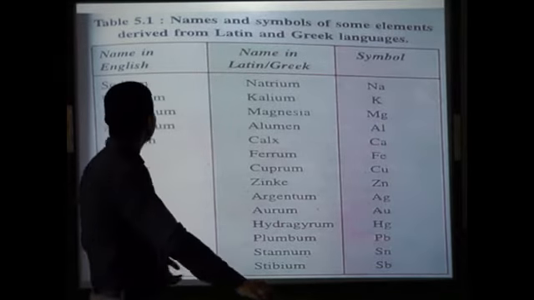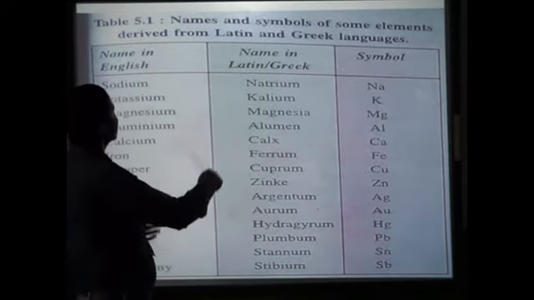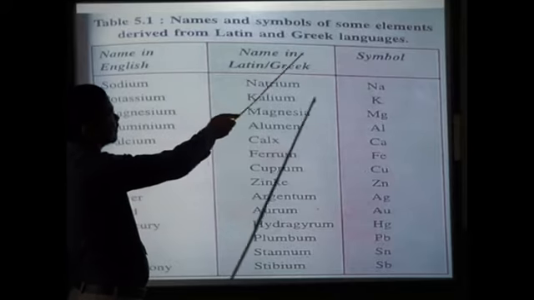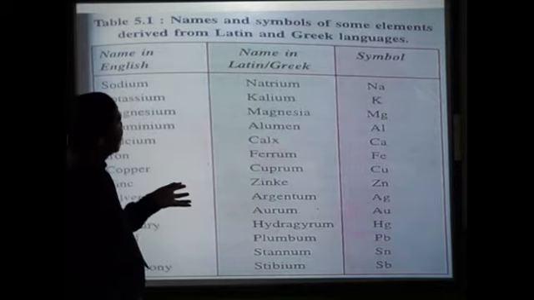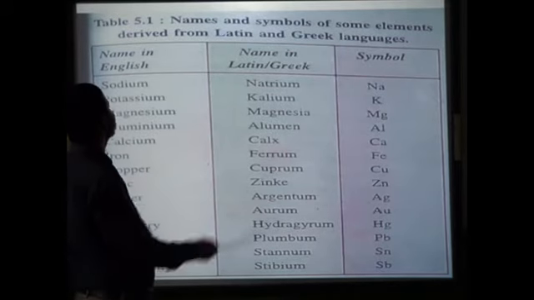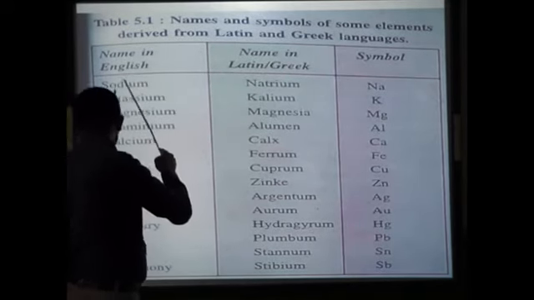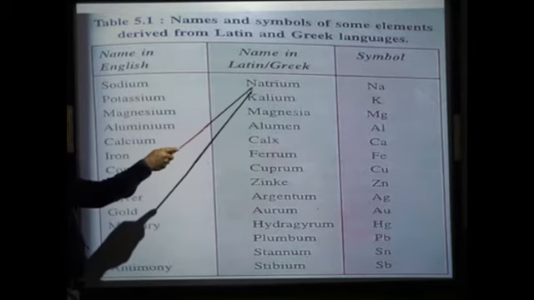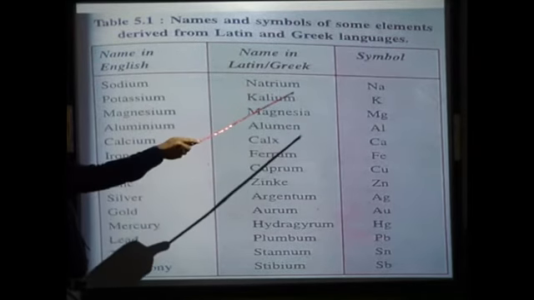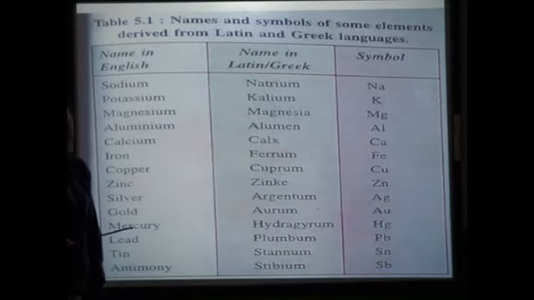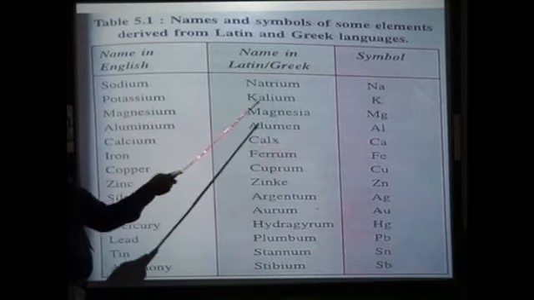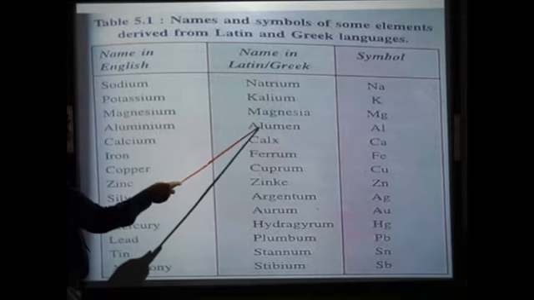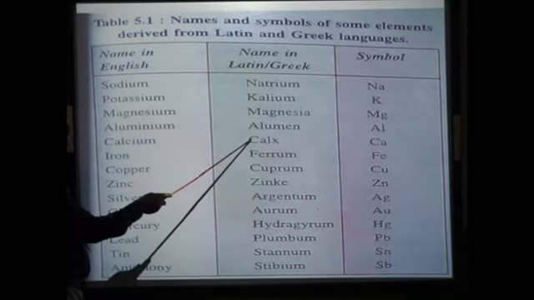Okay, you can see here Table 5.1, names and symbols of some elements derived from Latin and Greek languages. So those are the elements whose symbols are derived from Latin and Greek languages. Name in English, sodium. Latin name, natrium. Symbol, Na. You must be thinking why sodium is not S. Why is it Na? Because of the Latin name natrium. Potassium, kalium, K. Magnesium, magnesia, Mg. Aluminium, alumine, Al. Calcium, calx, Ca.